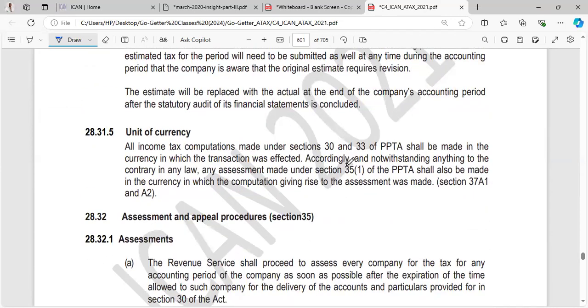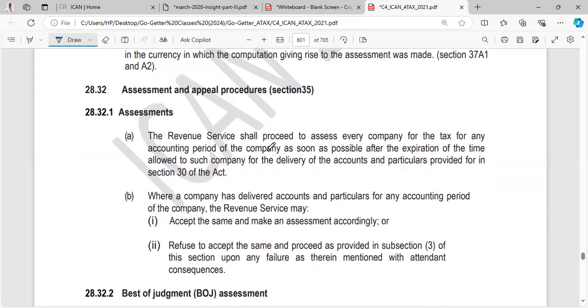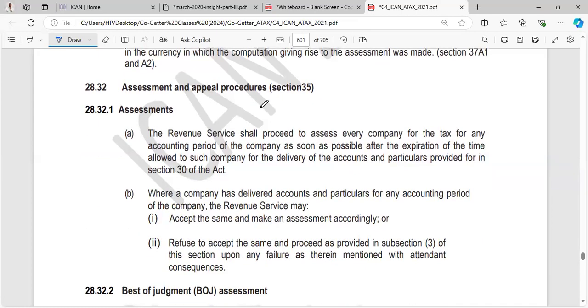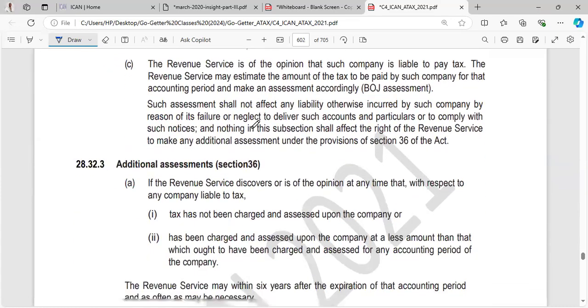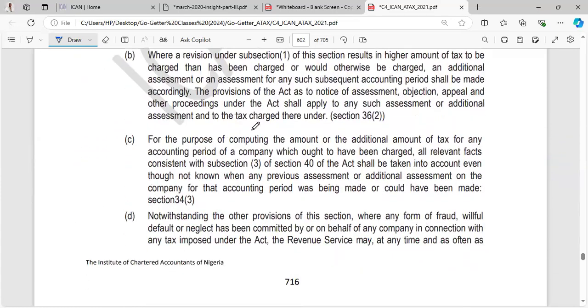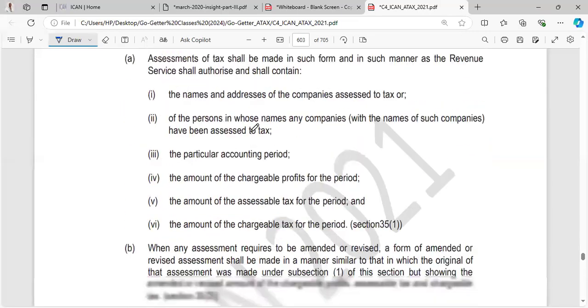Unit of currency: all income tax computation made under section 30 and 33 of PPTA shall be made in the currency in which the transaction was effected. Of course, even though the API posted price is in dollars, you need to convert it to your currency in which the transaction is to be effected. The assessment and appeal procedures, we don't need to talk about this because it's still the same thing as what you know for other companies.